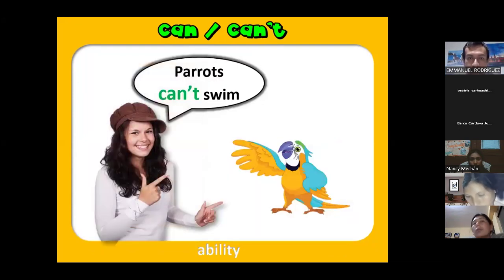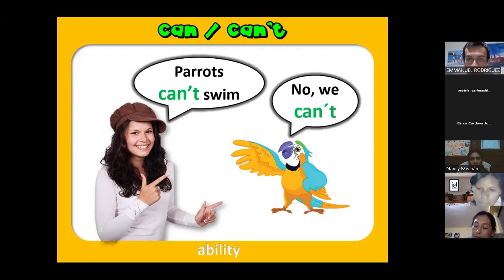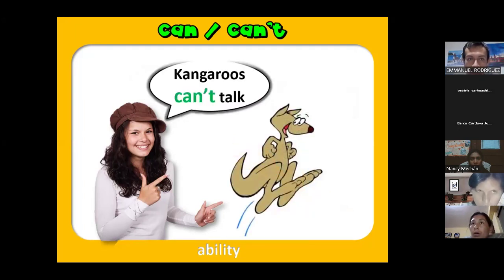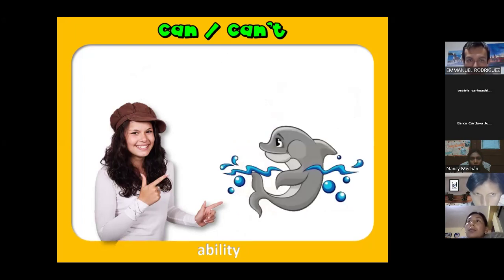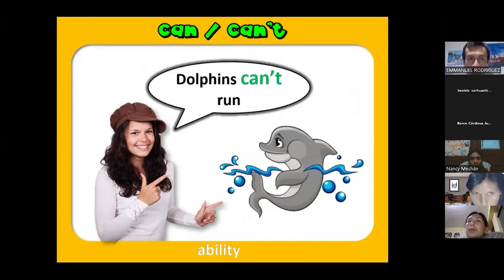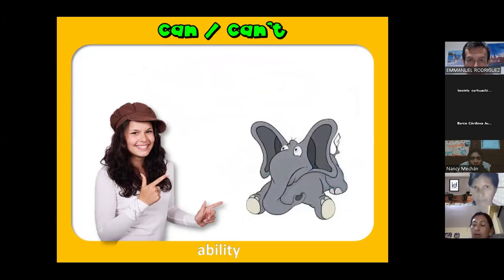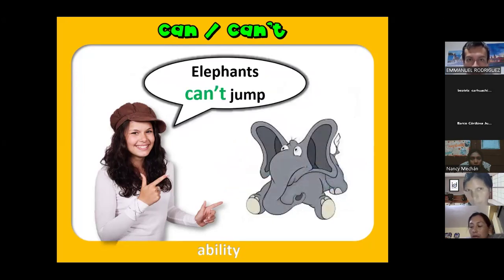For example, parrots can't swim. Parrots can't swim. Los loros no pueden nadar. No, we can't. Kangaroos can't talk. Next. Dolphins can't run. Elephants can't jump.